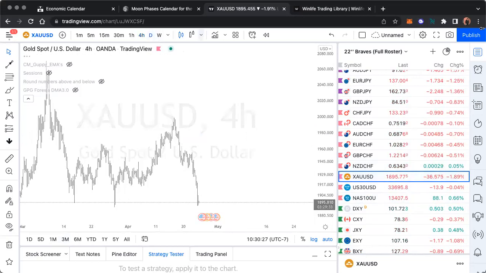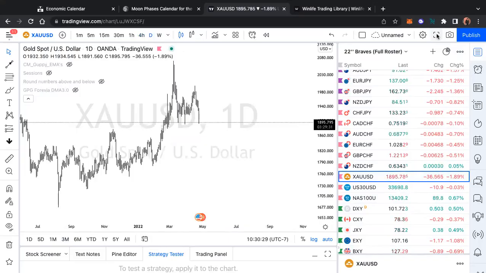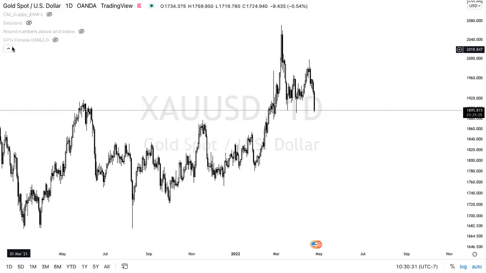All right, so like I said in the chat, on a 4-hour, gold looks bearish. And who remembers what I said about DXY? Anyone? Y'all can put it in the chat. Bullish? Yep, exactly, bullish.